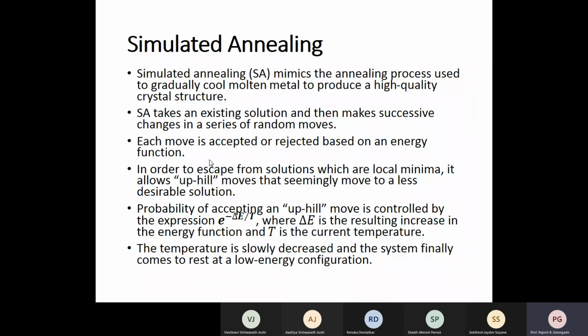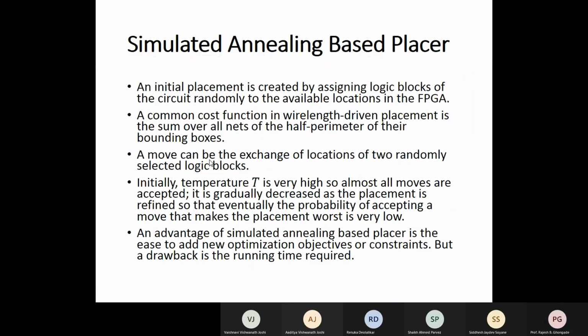Now, interestingly, how is it used for placement, because we have so many different objectives. What kind of placement can be done with this simulated annealing? We have an initial placement, that is the initial solution, the starting point, which is created by assigning logic blocks of the circuit randomly to the available locations in the FPGA. We already said that the cost function, which is nothing but the energy function here, is wire length driven placement, which is the sum over all nets of the half perimeter of their bounding boxes. This is all related to optimization. A move can be the exchange of locations of two randomly selected logic blocks. You simply swap the locations of the blocks and check the energy function, that is your cost function. If it is less, go ahead with swapping other blocks. Otherwise, you have to retain that particular configuration and try some other solution.